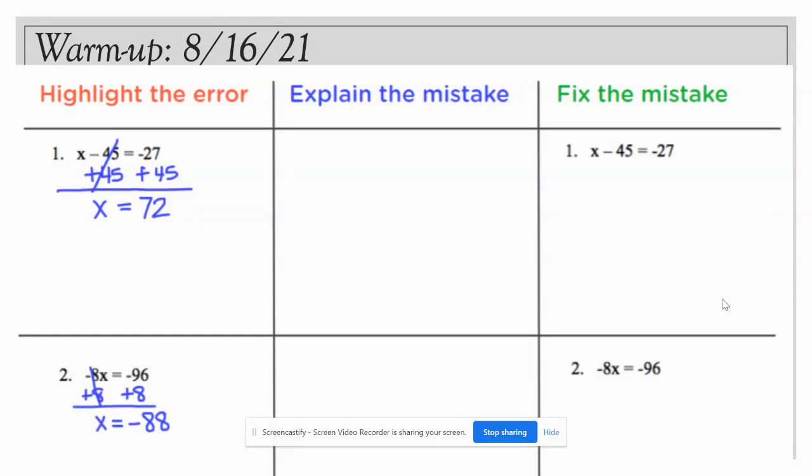So your warm-up for today, guys, is two error analysis problems. They gave you two equations. They showed the work on two equations. So they want you to explain what the mistakes was for question 1 and 2, and then also go back and fix the equation, which is very similar to what we've been doing. So question 1, we had x minus 45 is equal to a negative 27. And question 2, they have negative 8x is equal to a negative 96. Again, you're going to explain the mistake and make sure you complete this on your warm-up sheet.